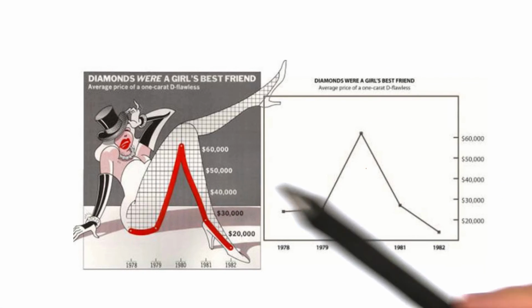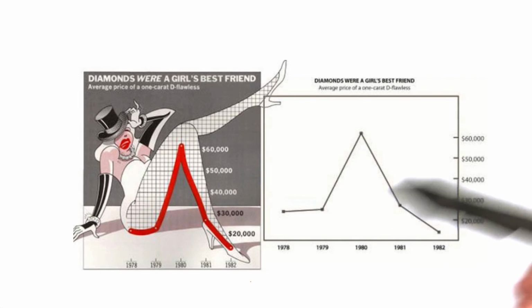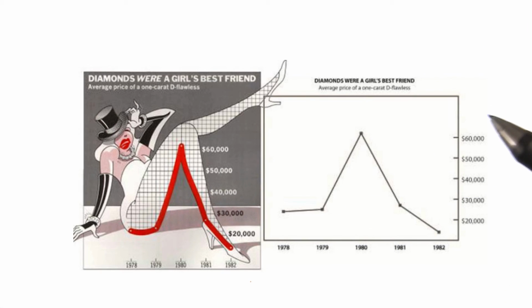This graph, while not as salacious as the original, is much easier to read and much more clearly shows the relation between the years and the price of diamonds over time.